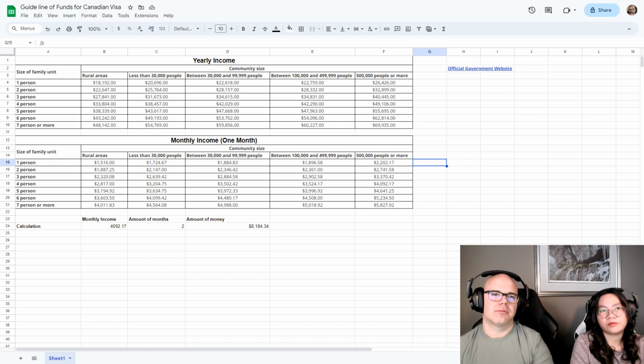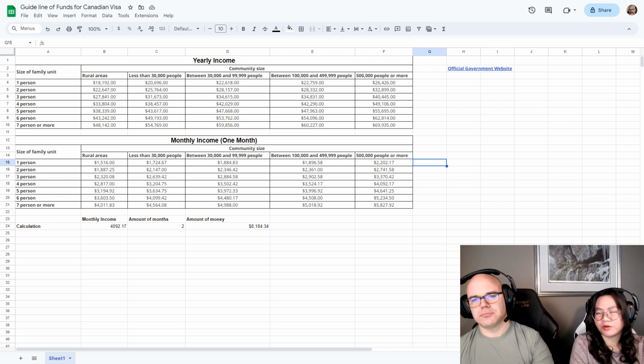Sometimes the tax assessment is not enough. The more proof you have, the more chance of getting approved. Sometimes they also look at a pay slip or pay stub, as they call it. If you're a salaried employee, they look at how much salary you receive every month or every week.